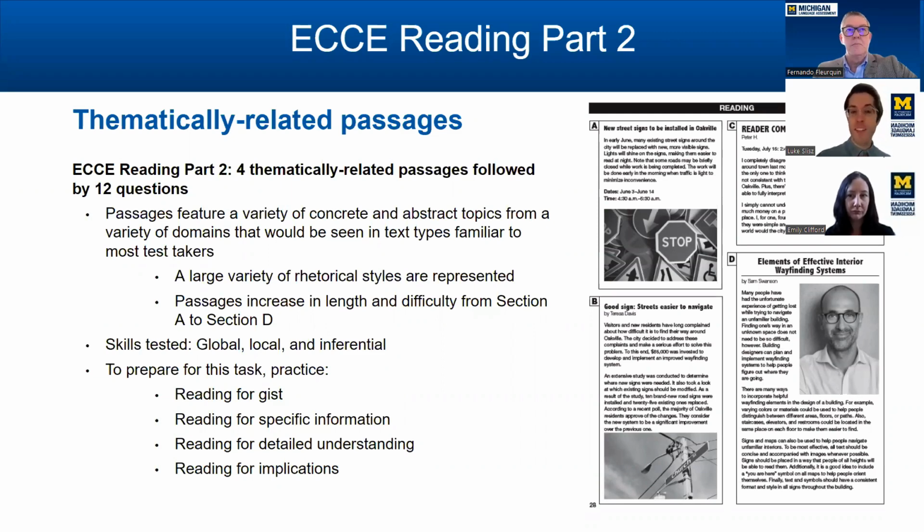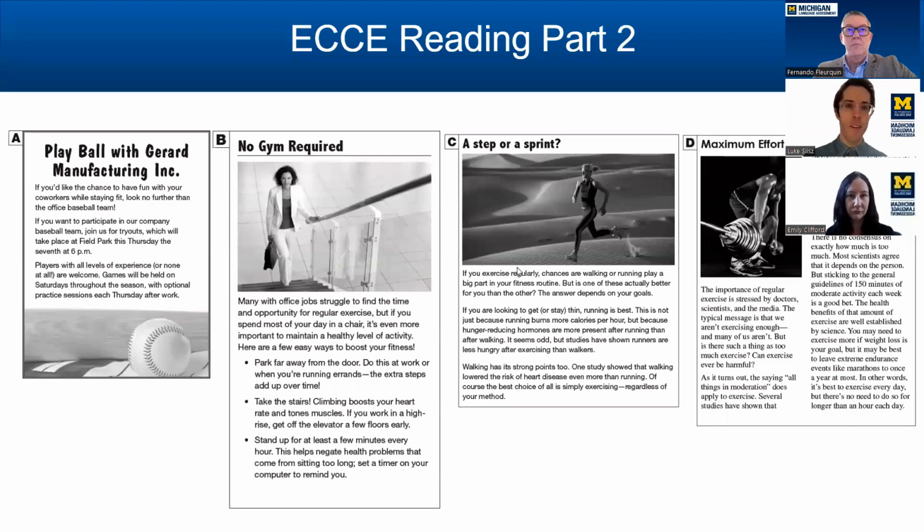So once again, we're testing the same types of skills, generally speaking, global, local, inferential information. And to prepare for the task, you want to be able to do all of those things, to read for gist, read for specific information, for detailed understanding and implications as well. So let's look at an example of this then. We'll be looking at these 4 sections today. They're all tied into exercise and physical activity while pulling in some other types of information and domains as well.